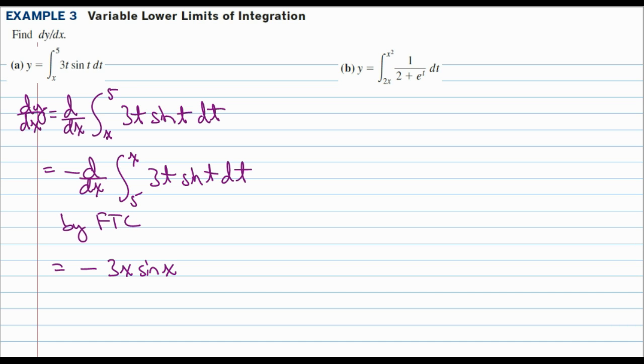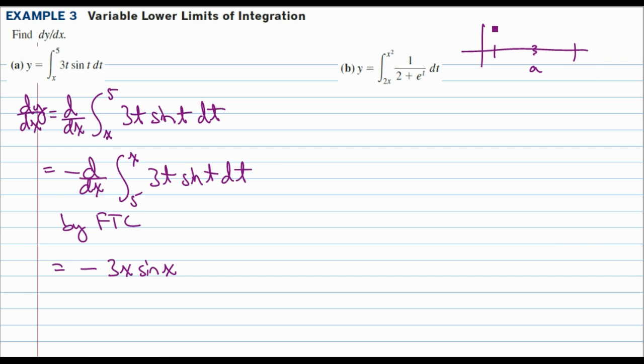Now part B doesn't have any constants. It has a variable both as the lower limit and as the upper limit of integration. So we need to separate this integral into two different pieces and put a constant in between. So it's like saying, if I'm taking the derivative from x squared to 2x, I'm going to find this a in the middle of the two.